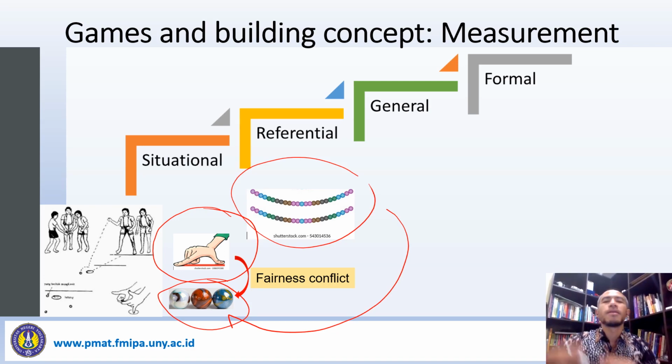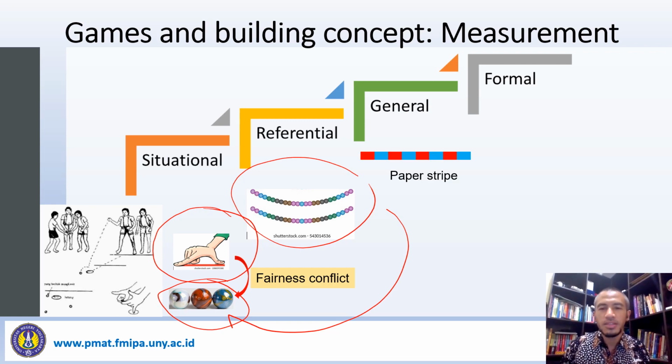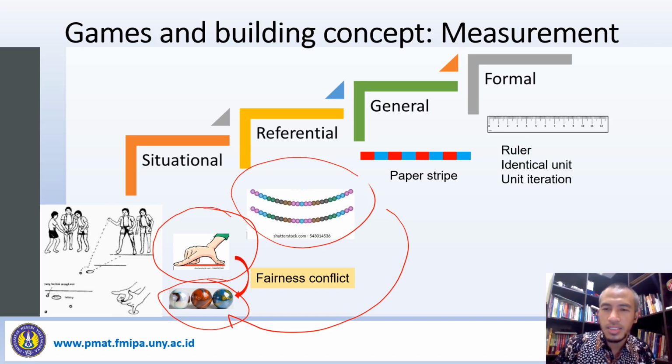And then, in the next step, the general level, gradually we plan to introduce the ruler, but we use a paper strip as the stepping stone. So we develop a paper strip from the string of beads. And then lastly, at the formal level, we put numbers on the paper strip, and then at the end it becomes a ruler. That is the standard measurement tool.